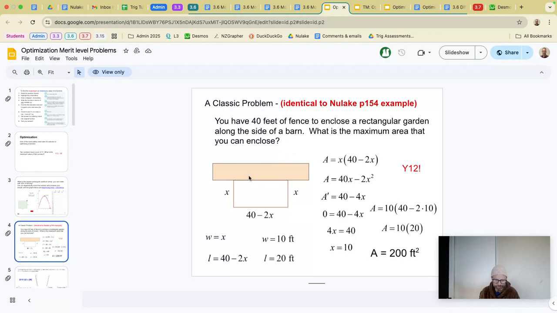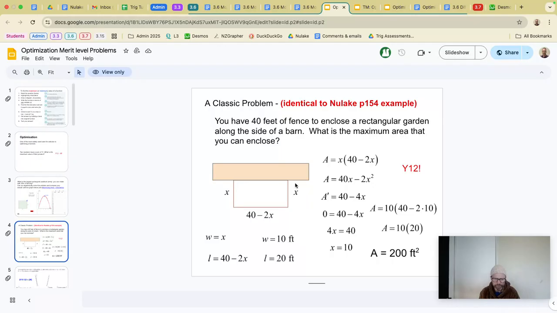This is American. You've got a barn fence or something, and you've got 40 feet. So you don't obviously need that section of fence. You just need X and X. So you're developing the problem. The length is 20, and you've got, what's that? No, length is 40, sorry.